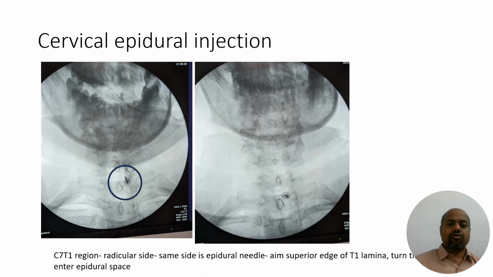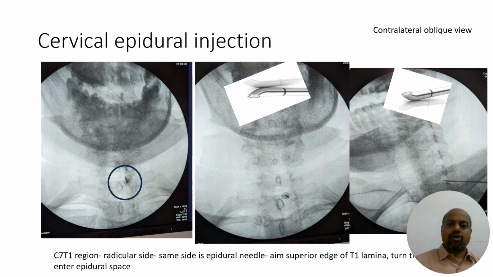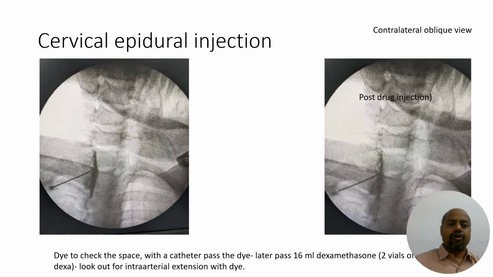Once you have reached the superior edge of the T1 lamina, you turn your needle from down to up. Once you do that on a contralateral oblique angle, you can see that your needle slides into the epidural space. Once you are in the epidural space, you give the dye this way. The dye completely goes into the epidural space, and then you slowly and steadily pass your drug, which is about 16 ml of dexamethasone, that is 2 vials, and look for any intraarterial extension.